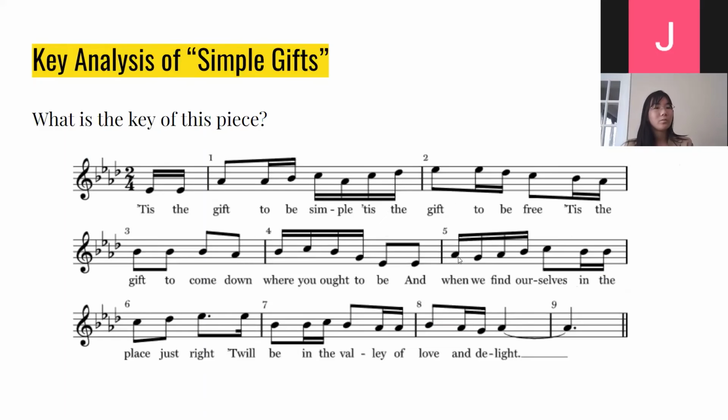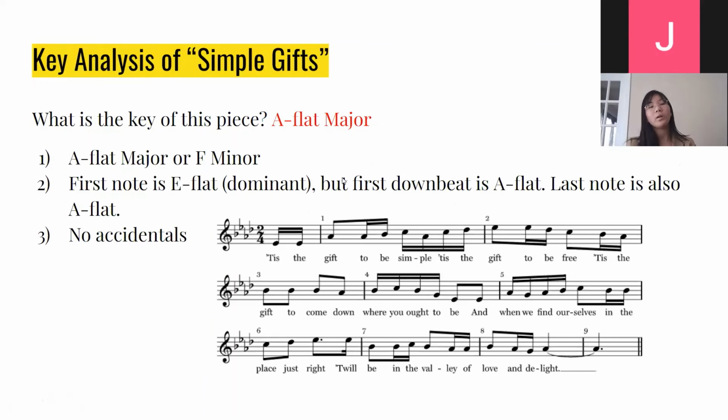So going on to another small key analysis, of the piece Simple Gifts. It's a pretty popular piece. Take some time to possibly guess what this is, or we can do the key analysis together. Let's do the key analysis together. The key of this piece is A flat major, and how you would tell is, first of all, take a look at the key signature, and there are 4 flats: B flat, E flat, A flat, and D flat.